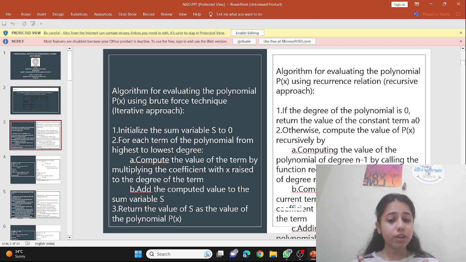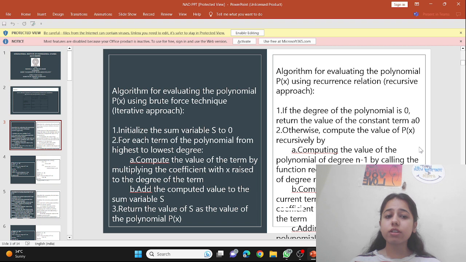The value which we have computed in the first step, we have to add that computed value to the sum variable, which is s. Then the third step is to return the value of s as the value of the polynomial P(x).